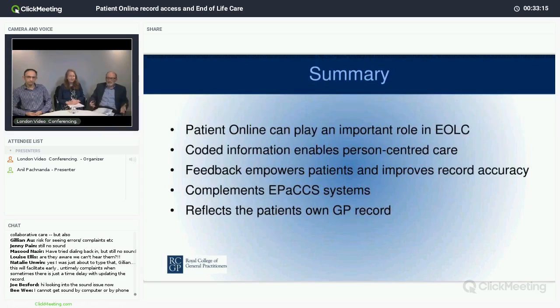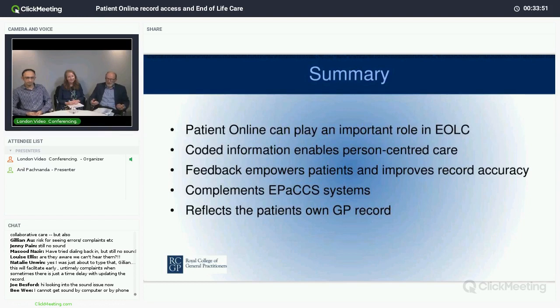So, in summary, we've talked about the role that Patient Online plays, in particular record access in end-of-life care, and how patients' access to high-quality coded information enables them to understand their condition and to ensure that their records are a clear representation of their priorities. It means that consultations focus on what matters to the patient, not just what matters to the health professional.